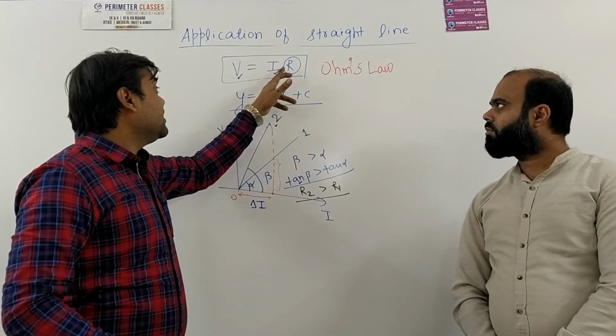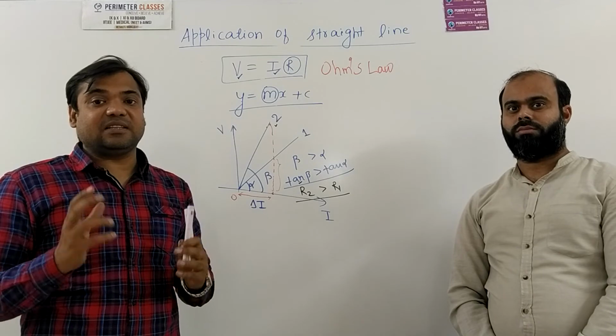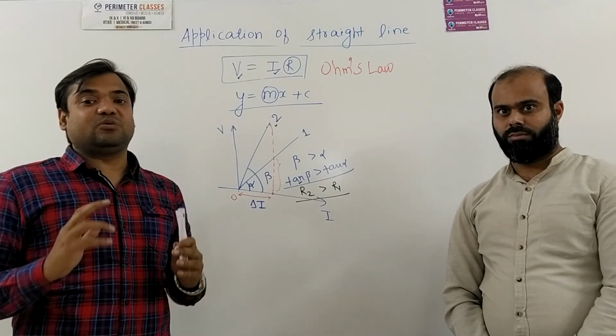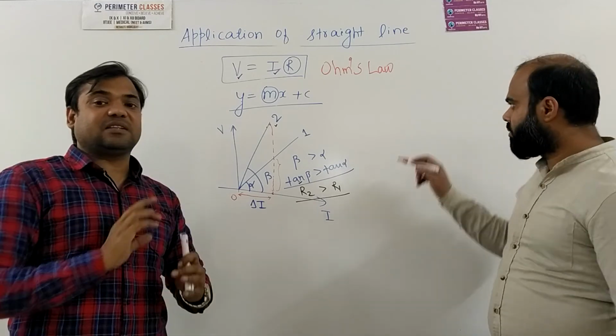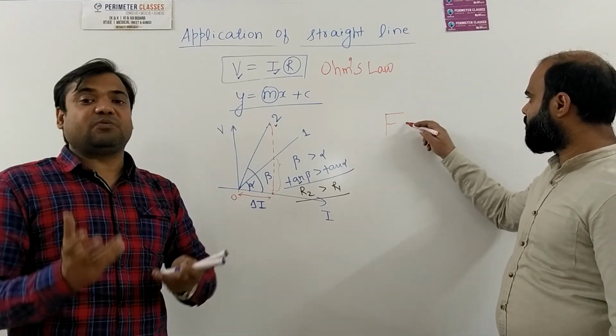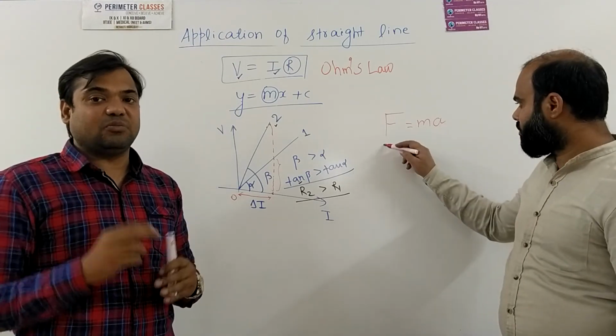Here it is I, and R is similar to mass. Mass, you know, is inertia, that is the ability of a body to resist the change of its state of motion. Similarly, resistance here is a property of a body which tries to resist the flow of current through the body.